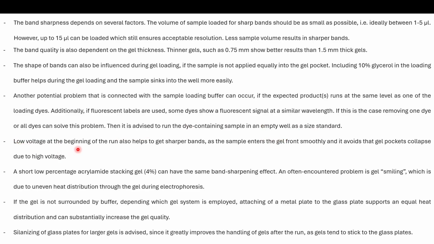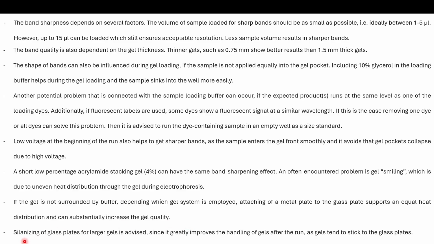Also, low voltage at the beginning of the run helps to get sharper bands, as the sample enters the gel front smoothly and it avoids the gel pockets collapsing due to high voltage. A short, low percentage acrylamide stacking gel can have the same band sharpening effect. An often encountered problem is gel smiling, which is due to uneven heat distribution during gel electrophoresis. If the gel is not surrounded by buffer, depending on which gel system is employed, attaching a metal plate to the glass plate supports an equal heat distribution and can substantially increase the gel quality.